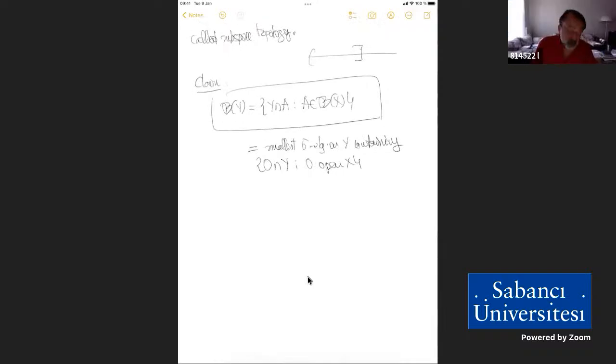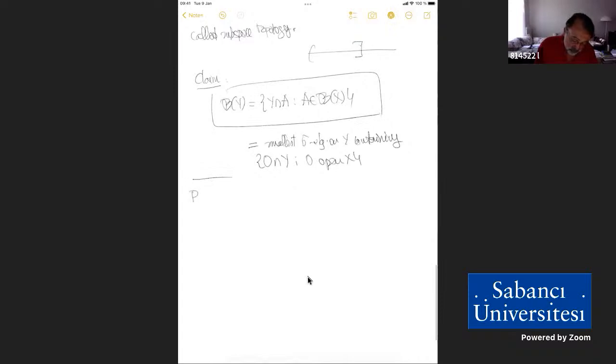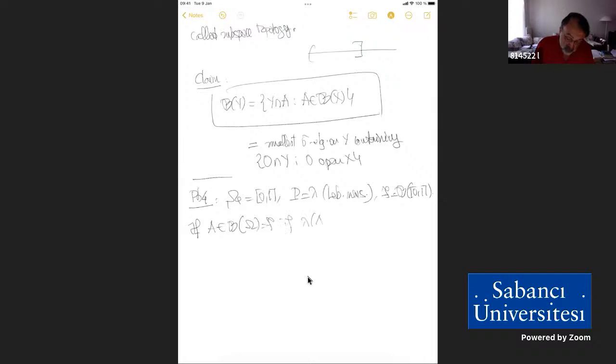So let's come to some more probabilistic stuff. This is problem 4. Let us take as probability space omega to be equal to the unit interval. And as probability P, I am taking the Lebesgue measure. And as a sigma algebra F, we are taking the Borel sigma algebra of [0,1]. So the claim is that if you take a measurable subset A of omega, which belongs to F, and if its probability is equal to 1, then we claim that A is dense in [0,1].